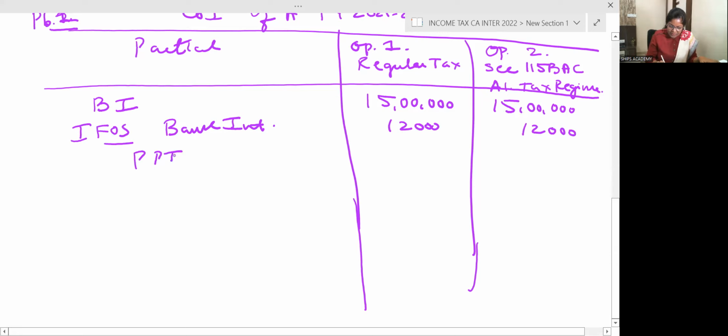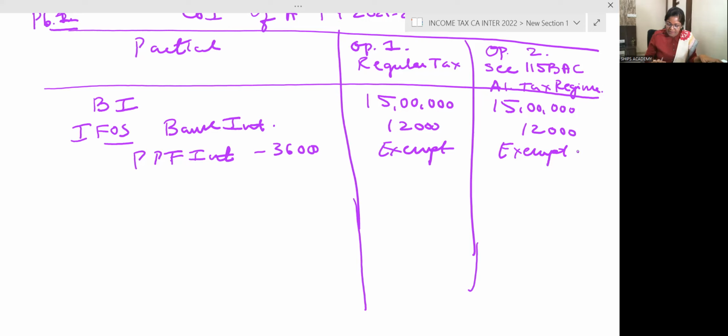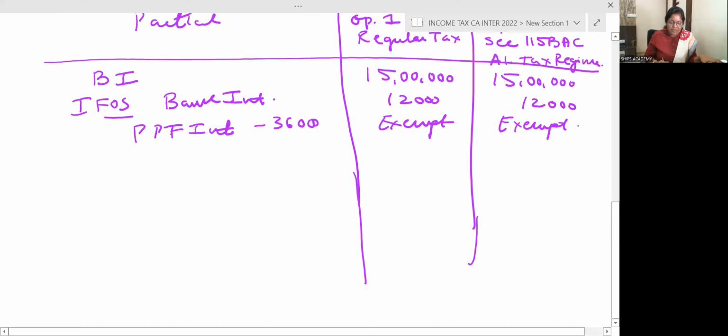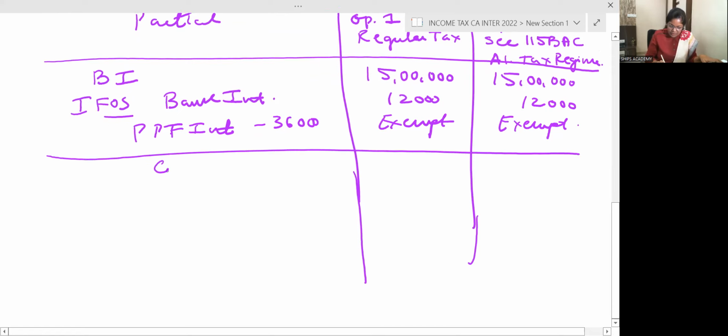PPF interest. How much is the PPF interest? 36,000. It is exempt. Next, what else? We have business income, bank interest and PPF interest, and what do we do with it? Total, that's it. GTI is your gross total income. 15,12,000.